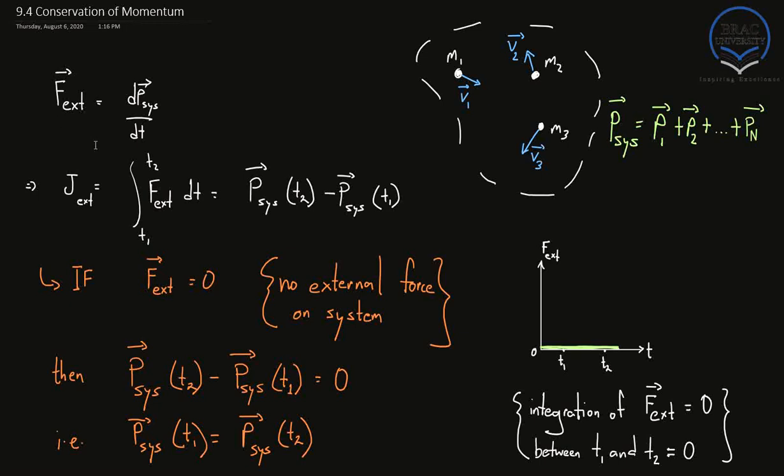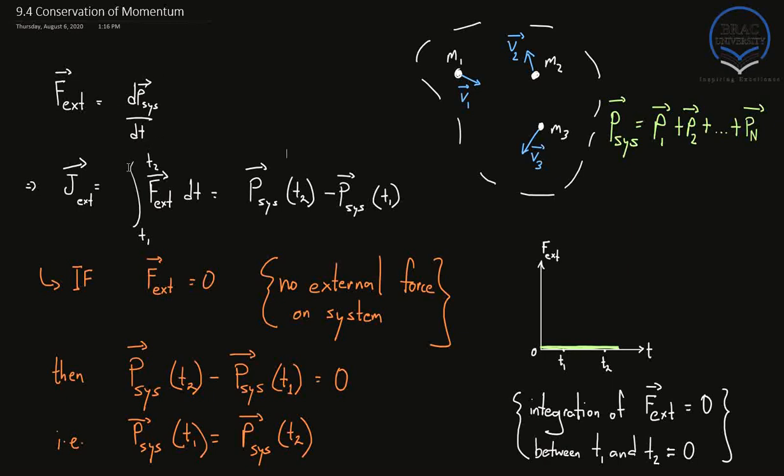What can we do with such a differential equation? Let's integrate on both sides with respect to time. Let's define this quantity, the integration of F external from times t1 to t2, and these should be vectors, of course, F external being a vector. Let's define this as the impulse between times t1 and t2 on the entire system. And we know, by applying the fundamental theorem of calculus, that the result of this integration is p system at time t2 minus p system at time t1.